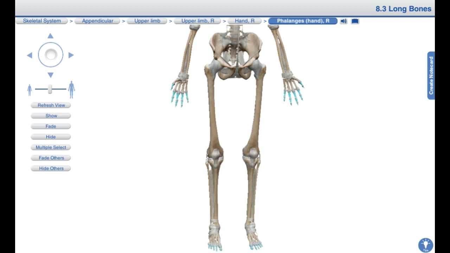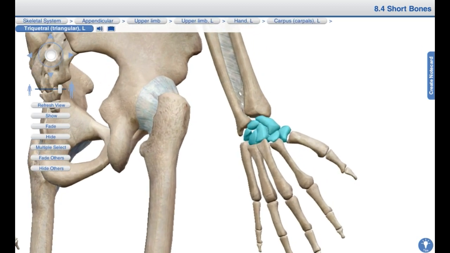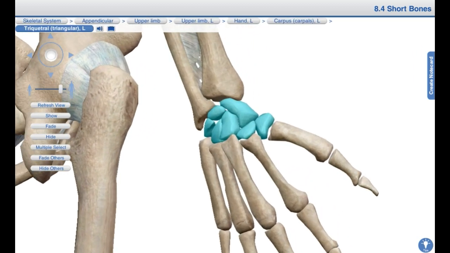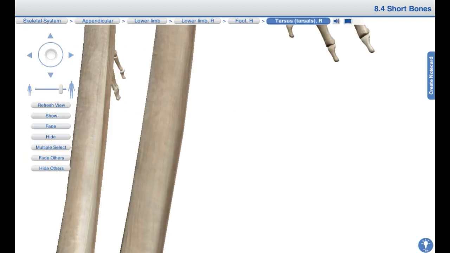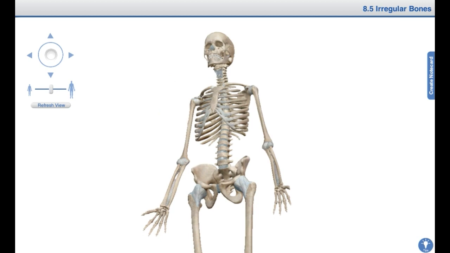The next type of bone is short bones. Short bones are cube-shaped components of the wrist and ankle joints. There are only 2 types: carpals, which are present in the wrist joint, and tarsals, which are present in the ankle joint.